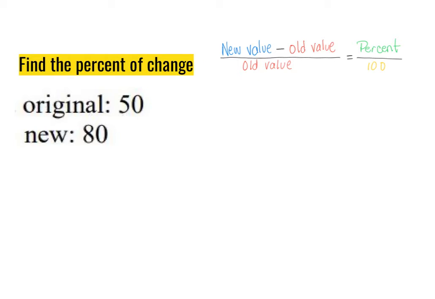So in this example, I have an original amount of 50 and a new amount of 80, and I want to find the percent of change. So obviously the new amount would be my new value, and then the original amount would be the old value because that was my starting point. I'm going to fill in the information I know. I know my new value is 80. I know my old value is 50.